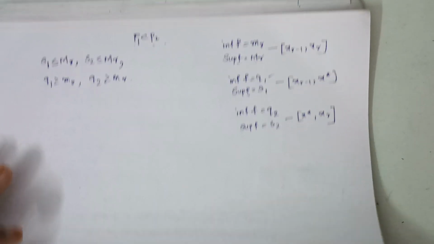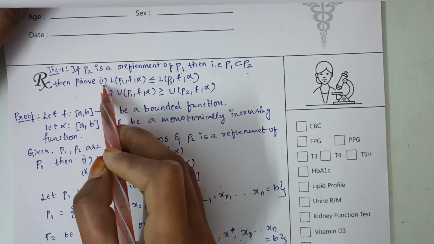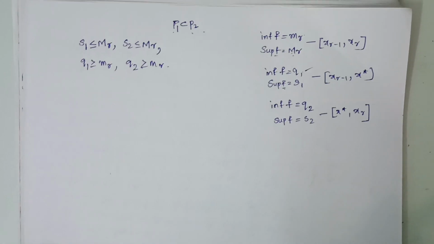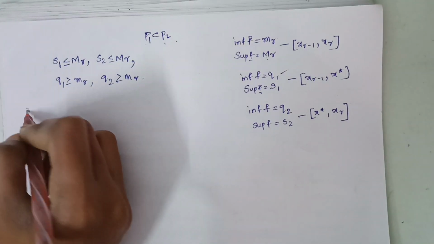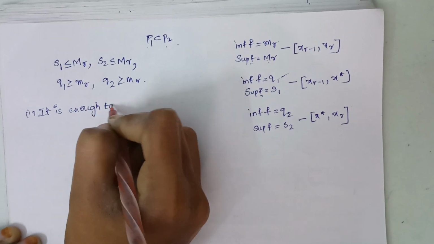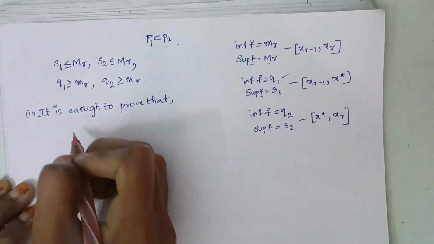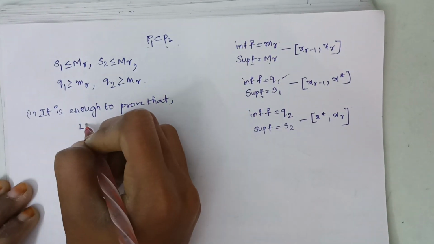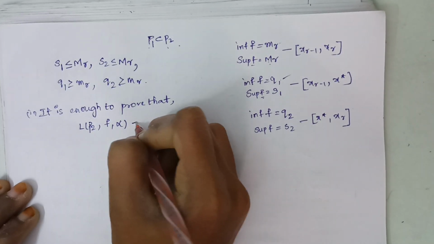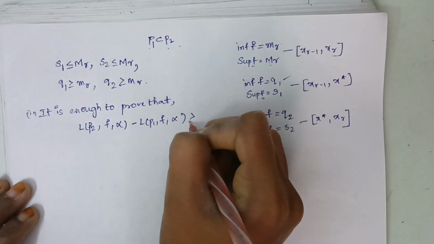Okay. In order to prove these two conditions, let us take this first one now. In order to prove the first one, it is enough to prove that L of P2 comma F comma alpha minus L of P1 comma F comma alpha is greater than or equal to 0.